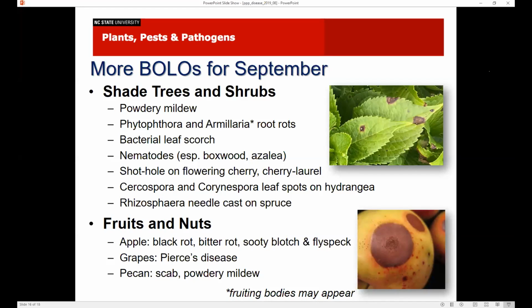We had a recent sample of that come in as well. The fruit season is winding down, but on apple you may still see some black rot, bitter rot, and of course the sooty blotch and fly speck as cosmetic damage in the cuticle. Grapes, Pierce's disease, which again is the same bacterium, the Xylella fastidiosa, different strain that we talk about with bacterial leaf scorch. And those of you who have pecans may be dealing with scab and powdery mildew at this time of year.